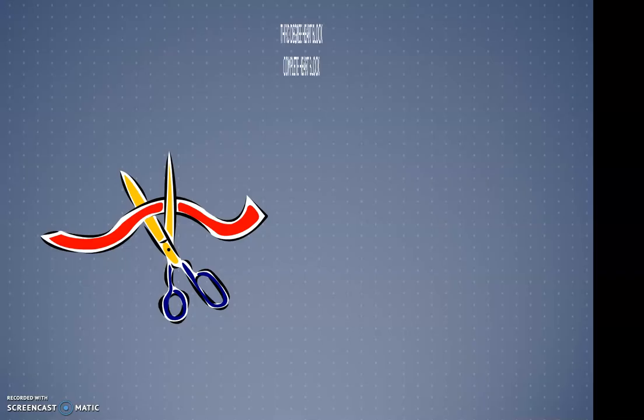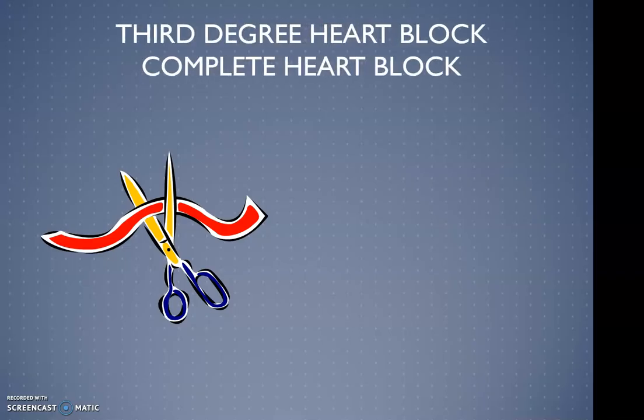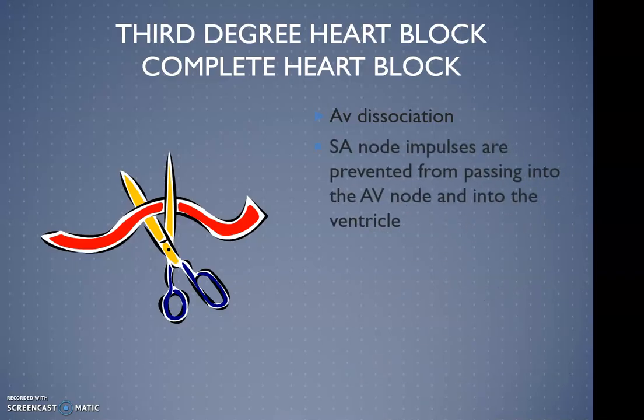So that leads us to third-degree heart block. Let's talk about that. It's either called third-degree or complete. A long time ago, we used to call it AV dissociation because the atria and ventricles aren't communicating. There is a dissociation between the two.